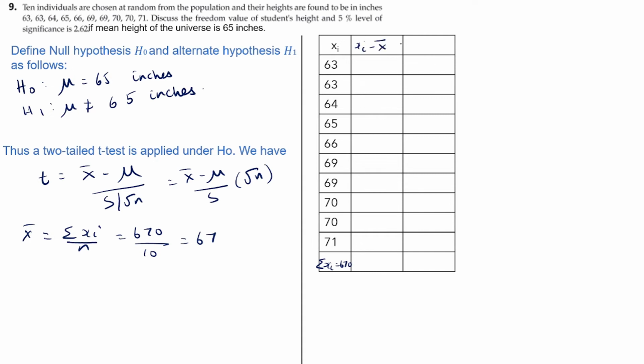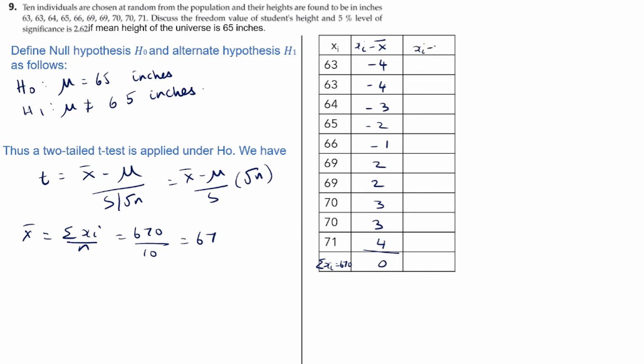So xi minus x bar will be 63 minus 67, minus 4; again 63 minus 67, minus 4; 64 minus 67, minus 3; 65 minus 67, minus 2; 66 minus 67, minus 1; 69 minus 67, 2; 2; 70 minus 67, 3; and 71 minus 67 is 4. So all these add up to 0.